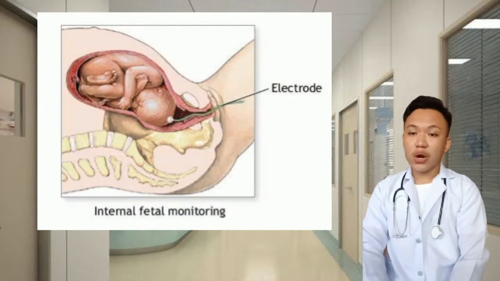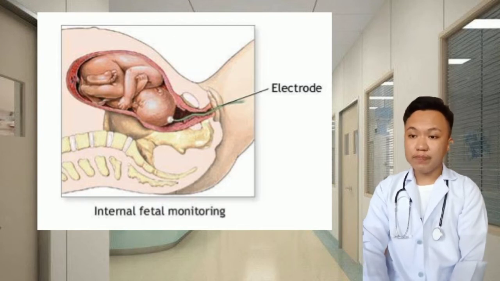Next is the internal fetal monitoring. Internal fetal monitoring uses an electronic transducer connected directly to the fetal skin. A wire electrode is attached to the fetal scalp or other body part through the cervical opening and is connected to the monitor. This type of electrode is sometimes called a spiral or scalp electrode. It provides a more accurate and consistent transmission of the fetal heart rate.